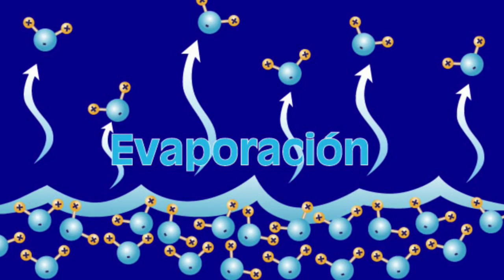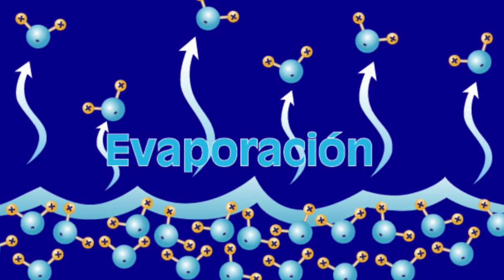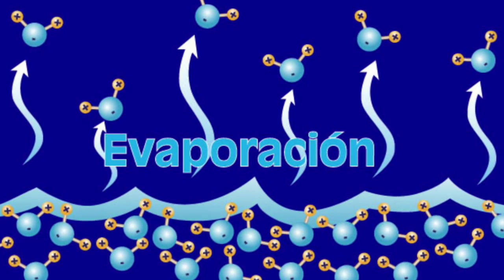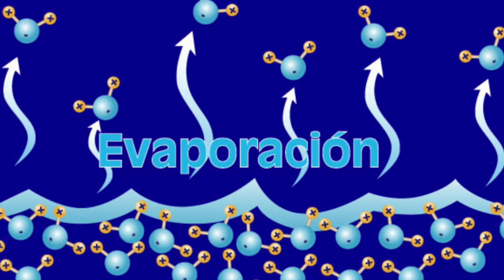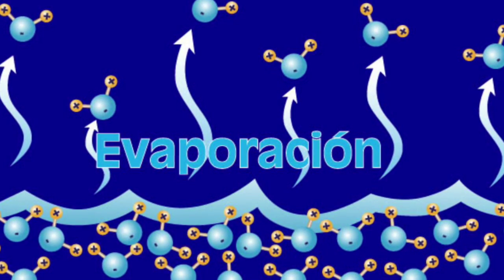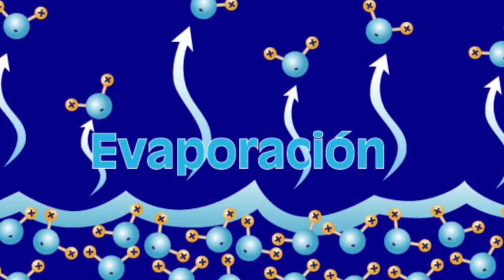Evaporation. Evaporation occurs when some particles on the surface of the liquid have enough energy to overcome the forces of attraction between liquid particles. Evaporation takes energy from surroundings, giving the molecules energy and eventually changing them into vapor. Evaporation occurs below the boiling point, unlike vaporization.